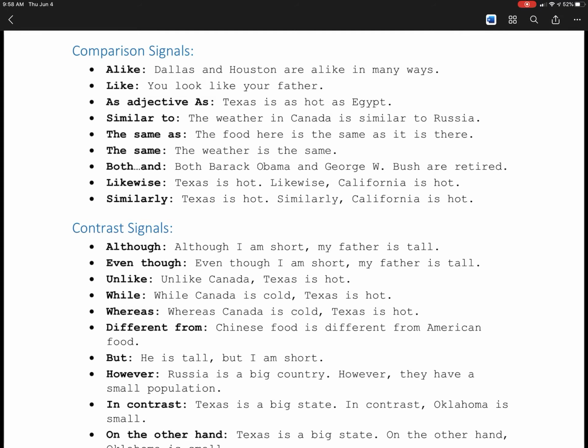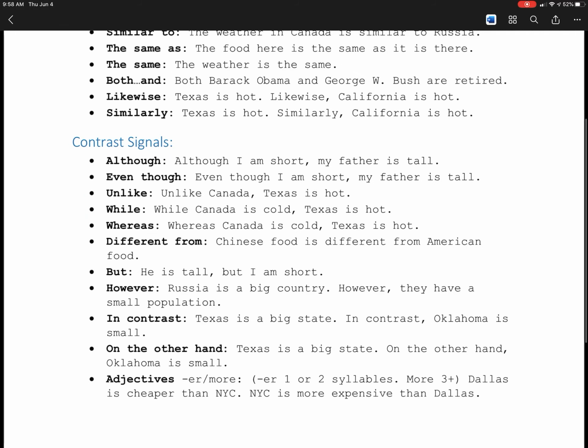Texas is hot, period. Now we have a new sentence. Likewise. After likewise, we will always have that comma. California is hot. So for likewise and similarly, remember we need a new sentence, and then likewise and similarly will both be followed by a comma.